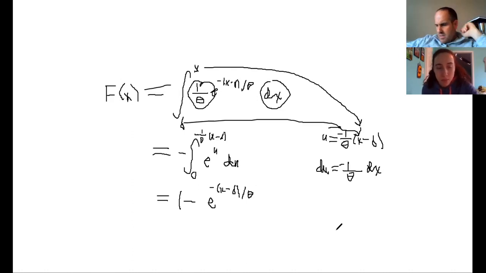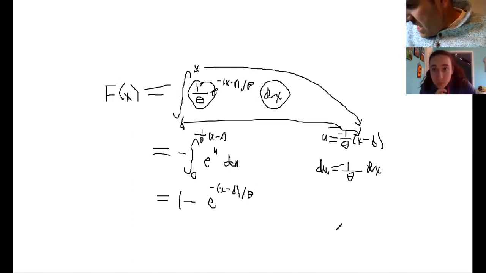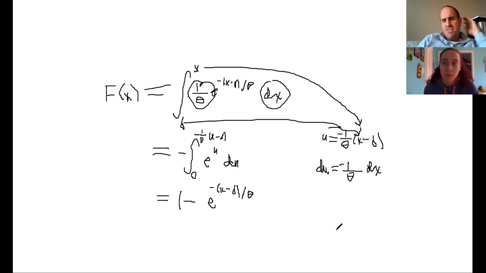And then it says calculate the mean and variance of this thing. Well, probably the easiest way to do that, Aaliyah, is to find the moment generating function. So what's the moment generating function going to be in this case?